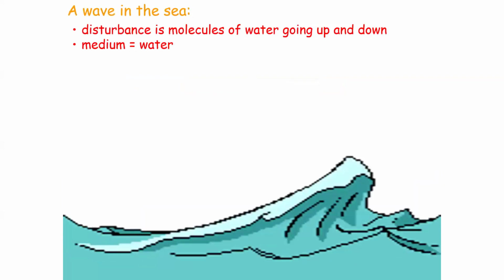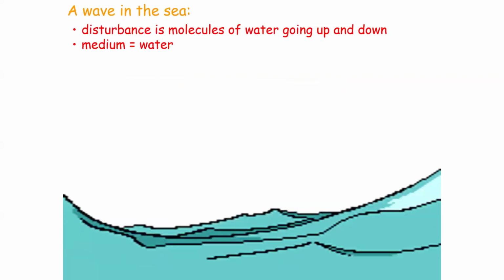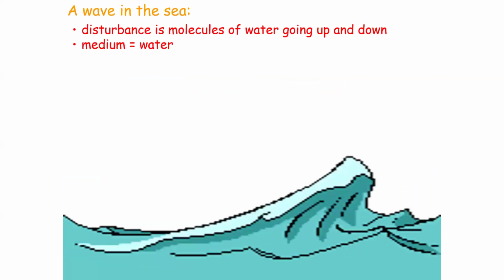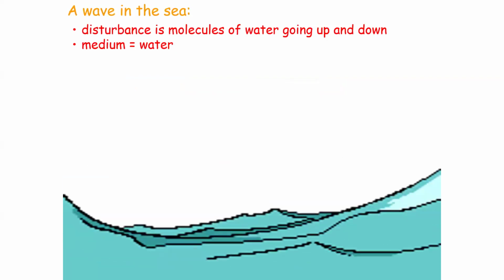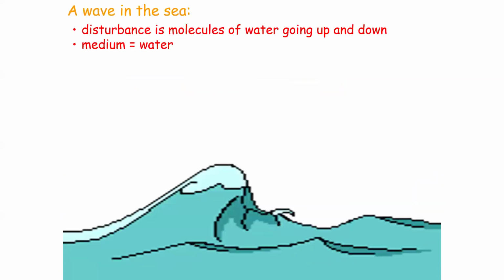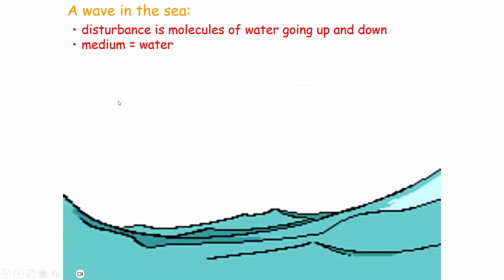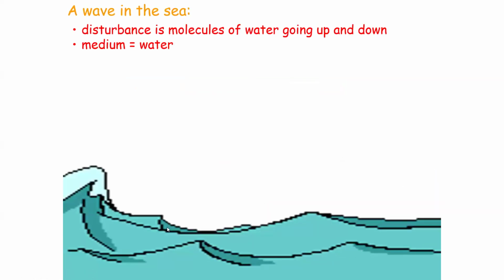For example, when you see a wave in the sea, the molecules of the water go up and down. It's not like the molecules of the water travel from one place to another. It's just the vibration, or the energy, that transfers from one place to another. The molecules of the water only oscillate or vibrate up and down, but the energy transfers from one place to another.